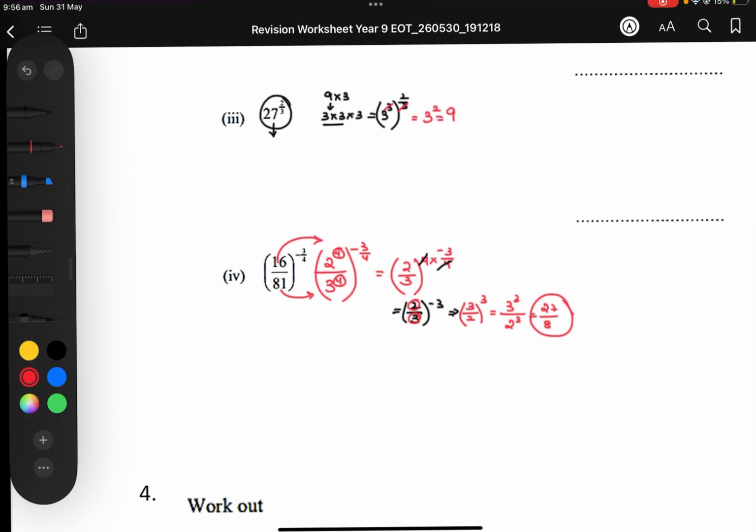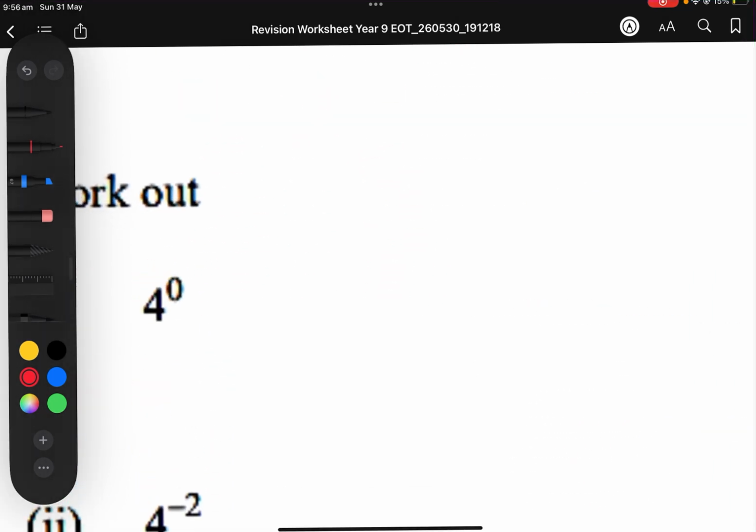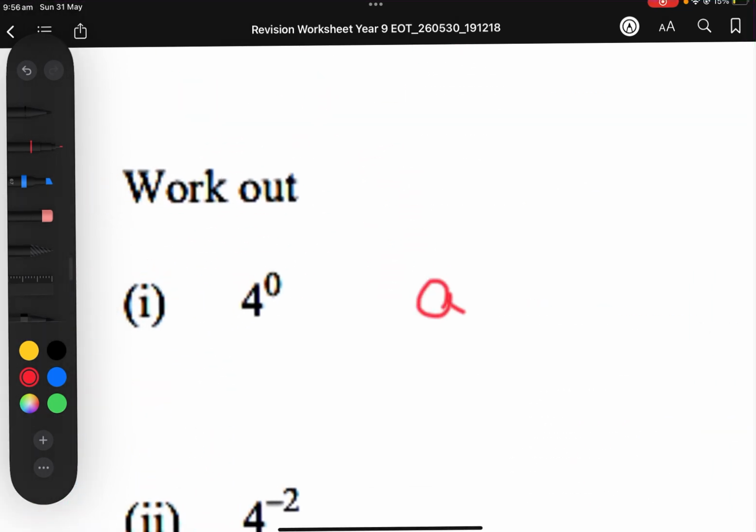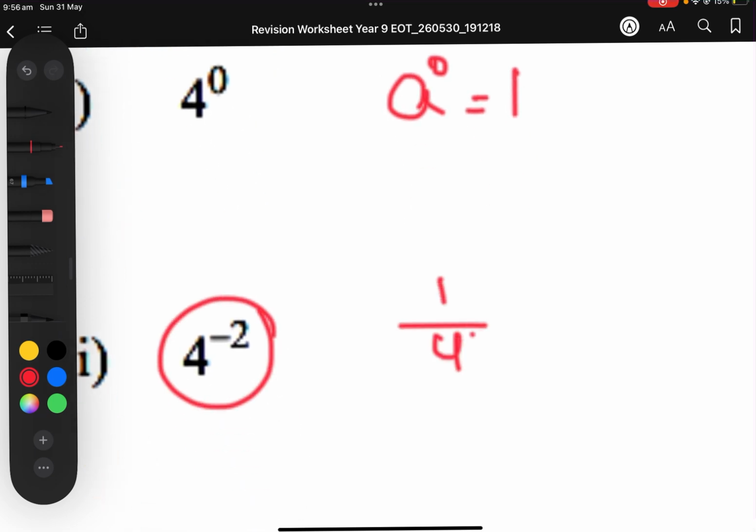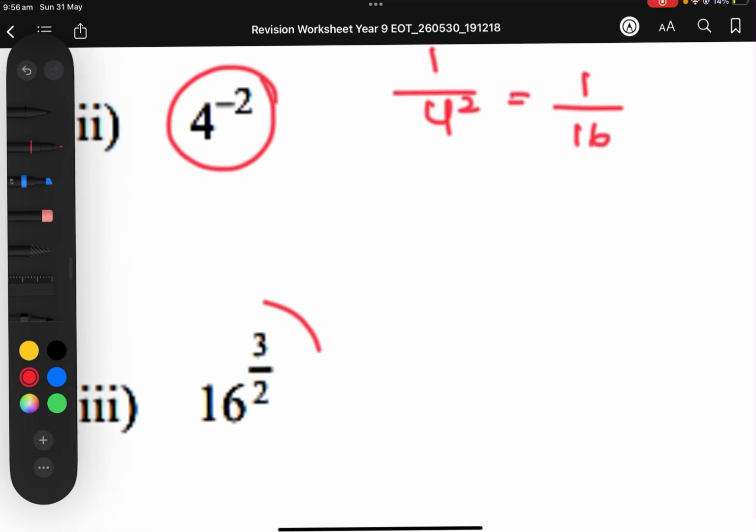Okay. Now work out 4 to the power 0. Anything to the power 0 is 1. Okay. Negative power, change the position. 1 by 4 square. That becomes 1 by 16. Okay. Then we have 16 to the power 3 over 2.